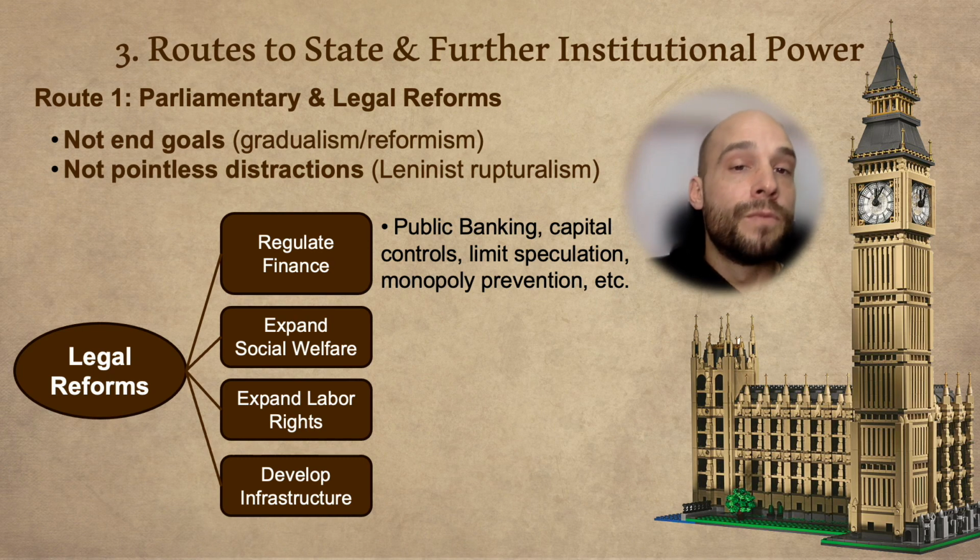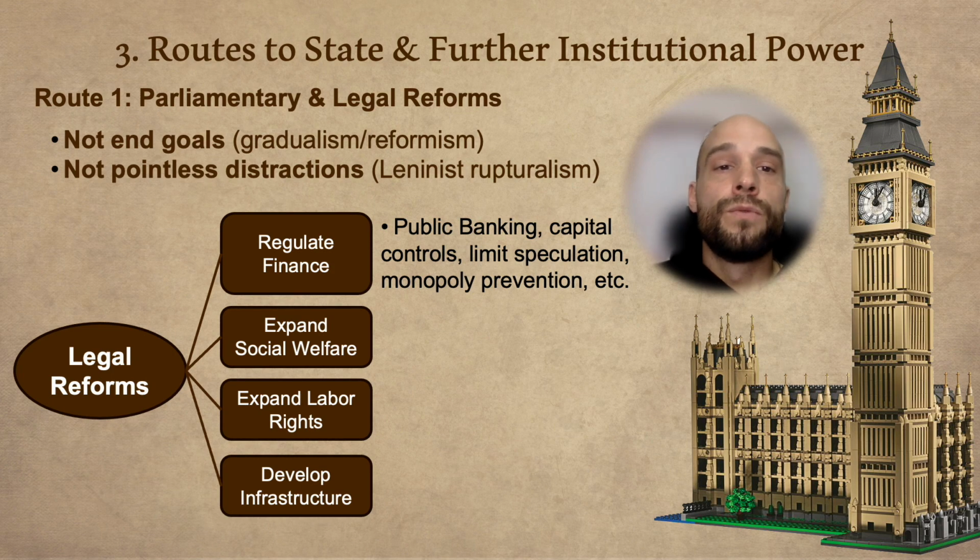Regulating finance through public banking, capital controls, limits on speculative activity, or monopoly regulation disciplines capital and redirects investment towards social needs. Public banking belongs to Route 1 when it is created through legislation, operates as a state institution, and is accountable to public authorities. Examples include national development banks, postal banking systems, and public infrastructure banks.